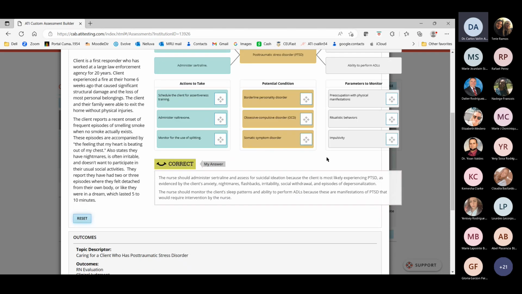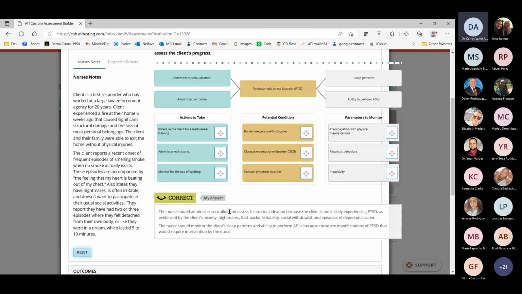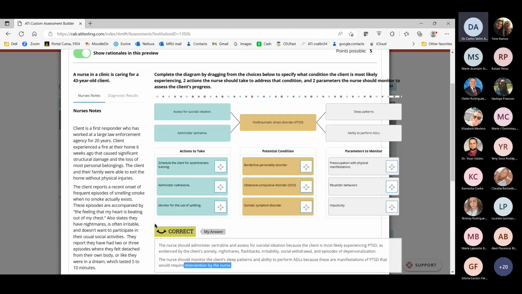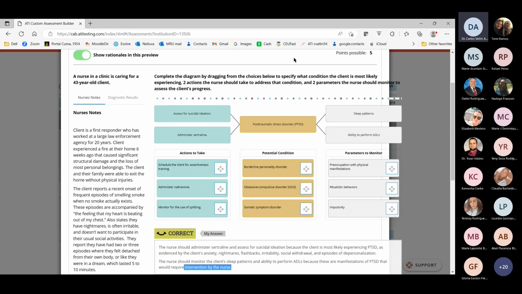Submit. Are we correct? The nurse should administer sertraline and assess for suicidal ideation because the client is most likely expressing PTSD as evidenced by the client's anxiety, nightmares, flashbacks. Remember, this is another NCLEX question. What defines PTSD flashbacks? Irritability, social withdrawal, and episodes of depersonalization. The nurse should monitor the client's sleep patterns and ability to perform ADLs because these are manifestations of PTSD that will require intervention by the nurse. Okay, so it is a mental health example of a question.